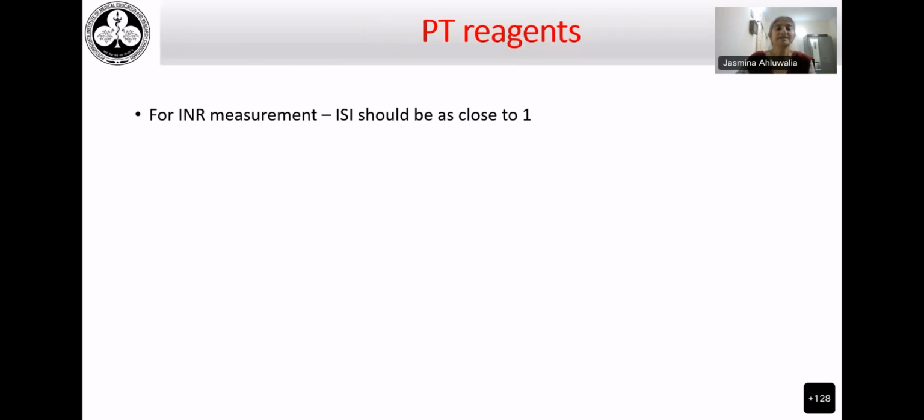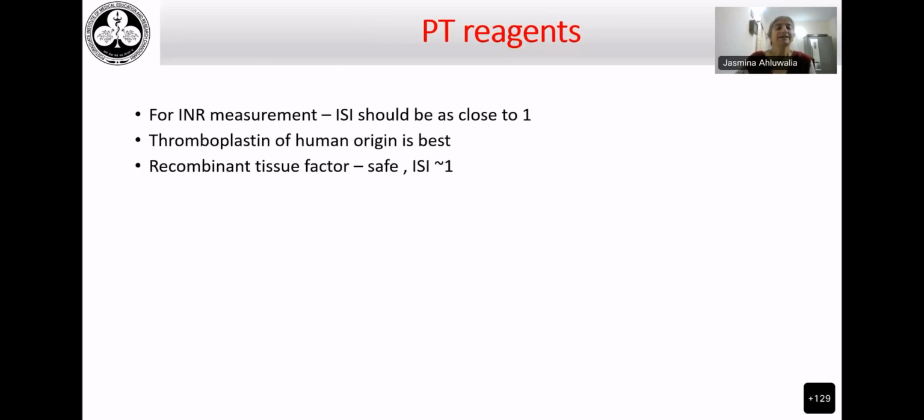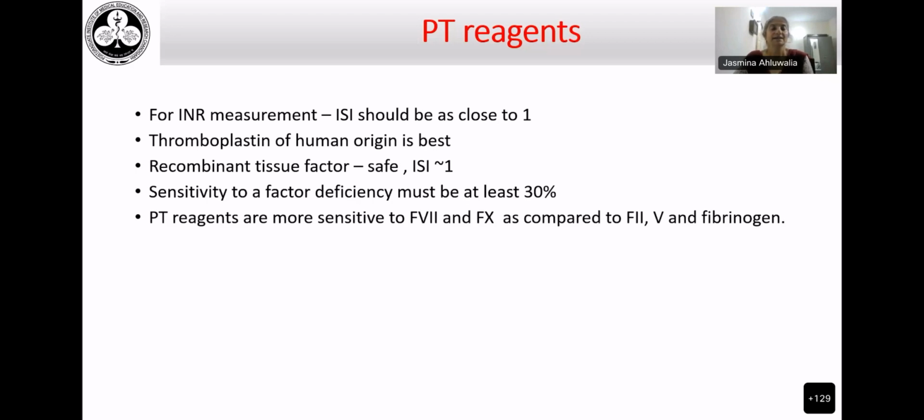Now, if we want to use a PT reagent for INR, we should use one with an ISI as close to 1 as possible. The thromboplastin of human origin is the best, though you can get it from rabbit or sheep brain. And recombinant tissue factor is the best because it is safe from any animal protein, and the ISI is usually very close to 1. This reagent must always have a sensitivity to a factor deficiency of at least 30%.